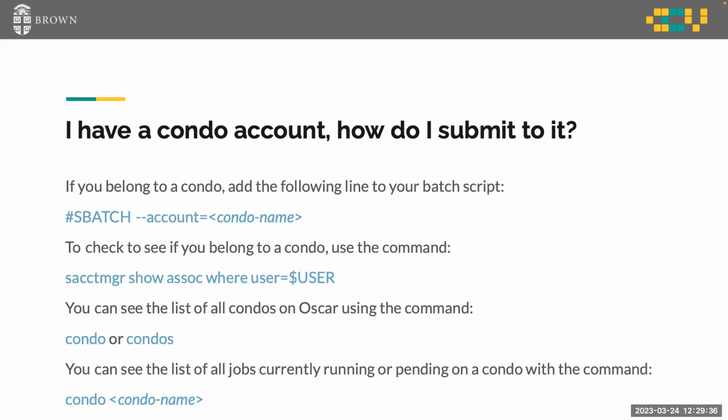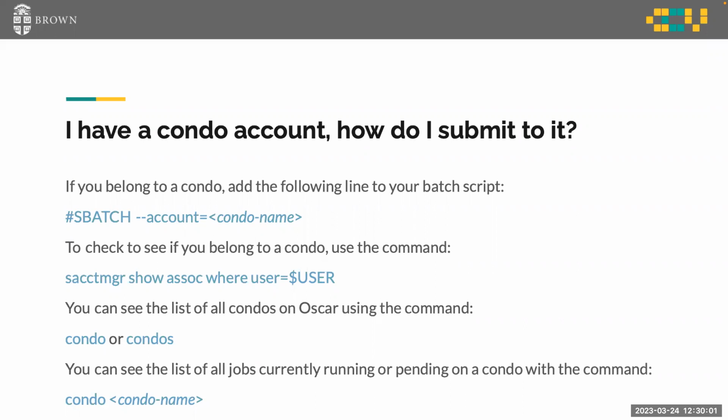To check to see if you belong to a condo, you can use this command here, sacctmgr show assoc where user=$USER, where $USER will be your username. That will show you any condos that you are a member of. You have to be explicitly added to a condo. Just because your advisor has a condo doesn't mean that you automatically have one. You have to request to be added to it, and your advisor has to approve it.